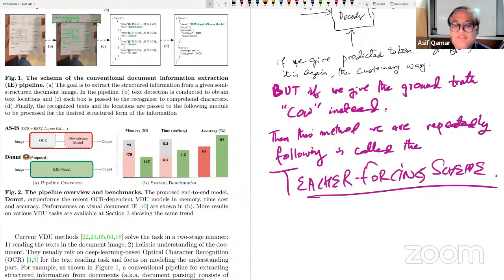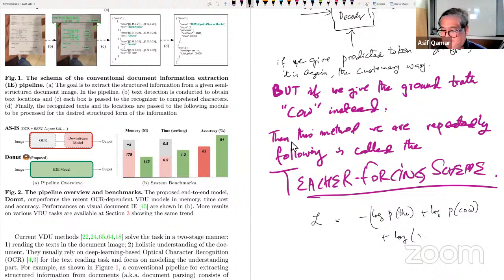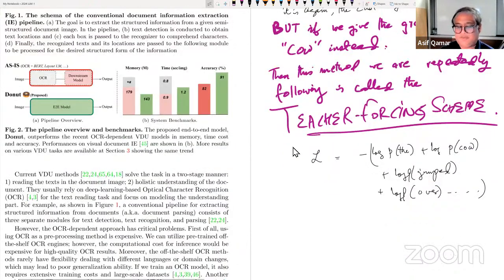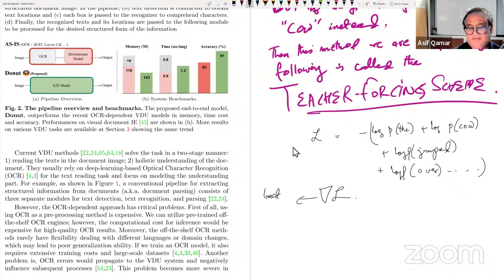And of course, the loss function remains the same. The loss function is always the negative log of the real thing that it should have been. For example, it would be log probability of the, plus log probability of cow, plus log probability of jumped, plus log probability of over. You get the idea. It is the summation of these terms. That's your net loss. If you know the loss, you can take the gradient of the loss, backprop this loss, and update, learn. It's easy. Will we train the encoder as well as part of this?